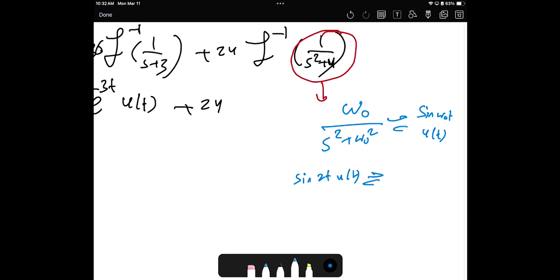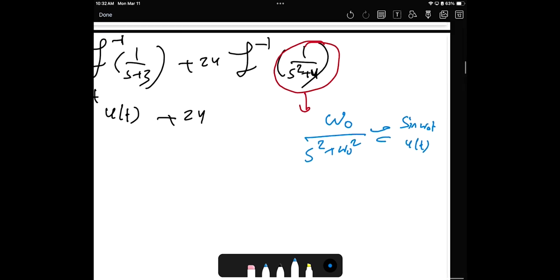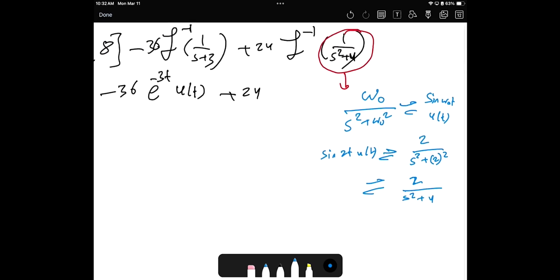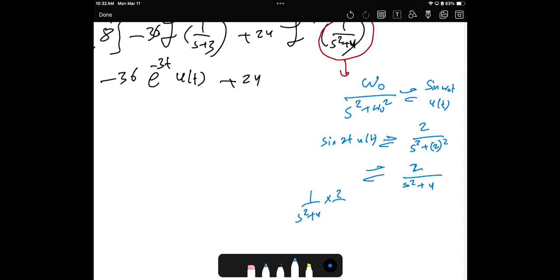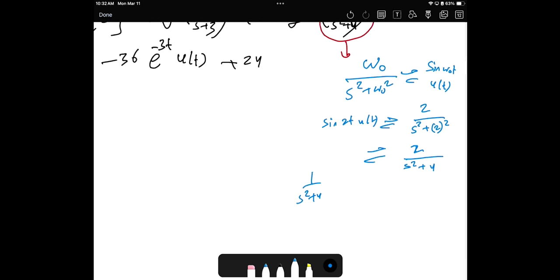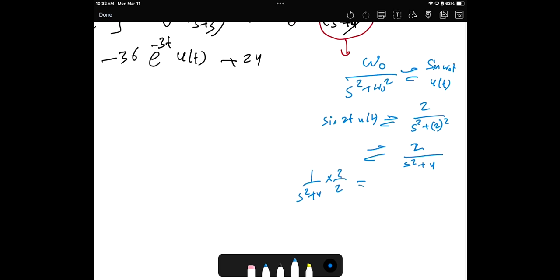Sine 2t is actually 2 over s squared plus 2 squared. Or in other words, it will be 2 over s squared plus 4, right? Look at our expression, it's 1 over s squared plus 4. So what should I do if we have 1 over s squared plus 4? I'm going to multiply by 2 over 2. Then this will be 2 over s squared plus 4, all of it times 1 half.